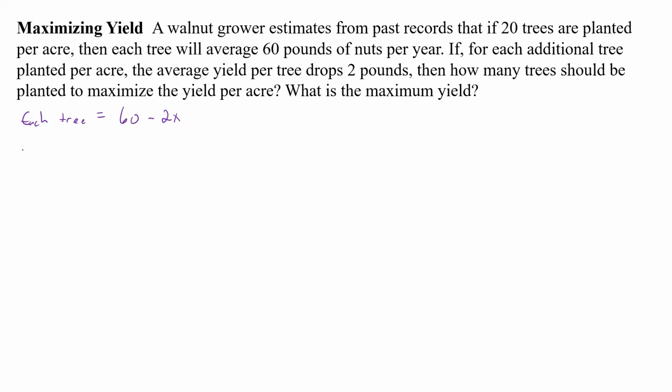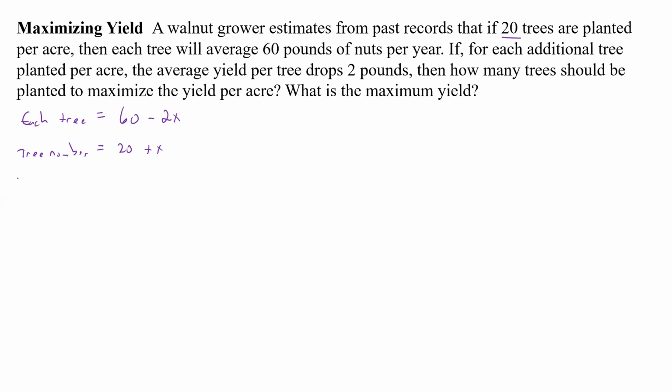So now we go over here. What tree numbers are we going to do? Well, if we have 20 trees planted, that's going to be our start. And then what are we going to do? We're going to add trees. So we're going to add x. Don't know what the x is, but we're going to add so many. And again, whatever it does here, it's going to do something here. It's going to subtract off 2 from that 60.